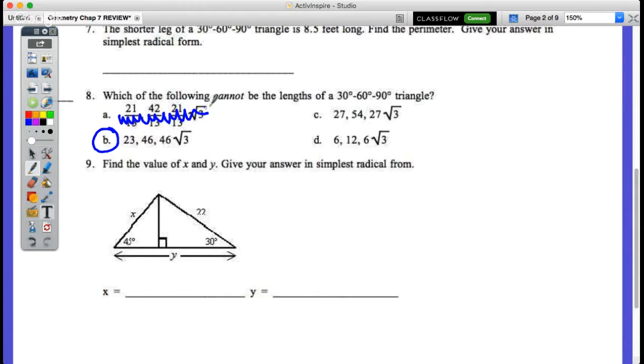You'll notice here again, the short leg is 27, times radical 3 is 27 radical 3, and 27 times 2 is 54. And for D, 6 radical 3 and 12. So all of the rest of them work. Okay, find the value of X and Y. Give your answer in simplest radical form.